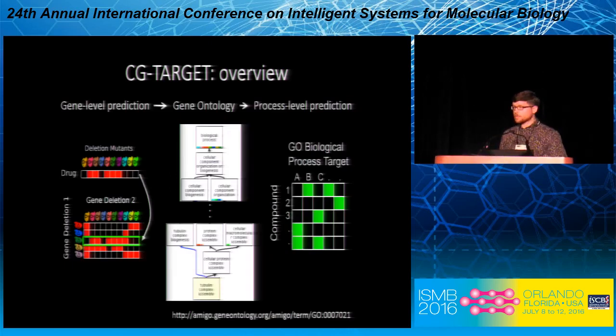To give a little bit more detail about this process, first here's the step where we perform the correlations. We map those correlation scores onto a particular gene ontology biological process term, and at the end, we basically get a matrix out that maps the particular compounds to the biological processes that we believe they perturb.